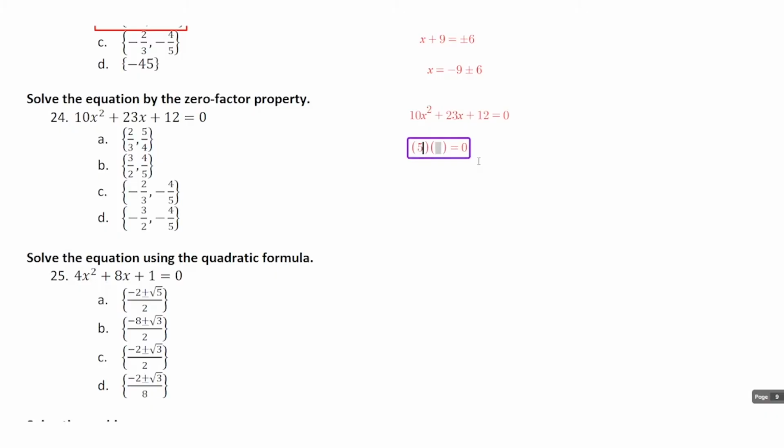I'm just going to throw down 5x and 2x as my first two terms. 5 times 2 is 10. x times x is x squared. I might have to change these, but it's just my gut feeling that those are going to be the first terms.